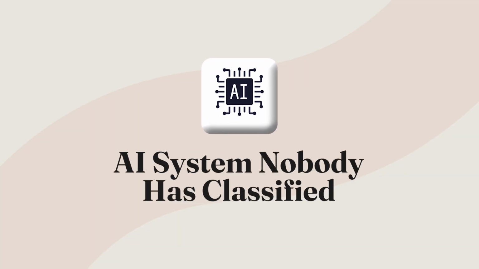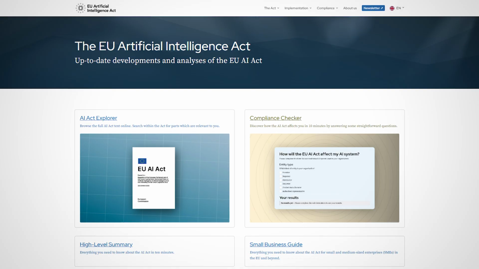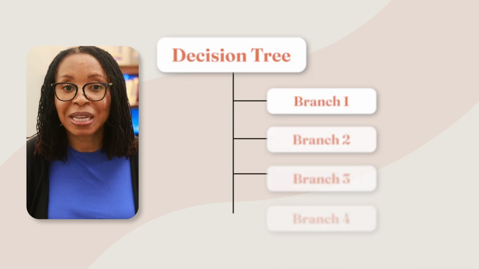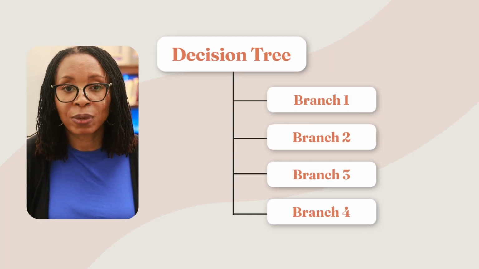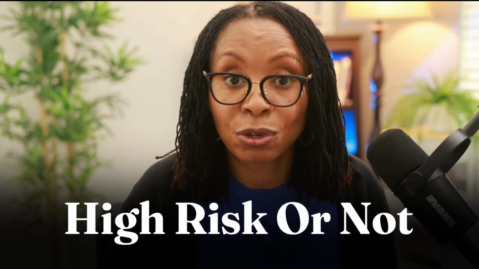Somewhere in your company right now, there's an AI system that nobody has classified. And under the EU AI Act, whether that system counts as high risk isn't an option. It's a specific test that you have to do. In the next 5 minutes, I'm going to walk you through the exact decision tree that I use with clients. And by the end, you'll be able to look at any AI system that you own and say with confidence, high risk or not, and also know why.